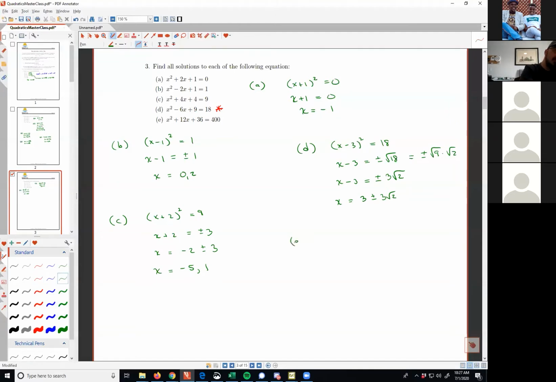Let's take a look at E. Somebody repackage that for us. x plus 6 squared. Great. What is the square root of 400? 20. Now we can take a square root.